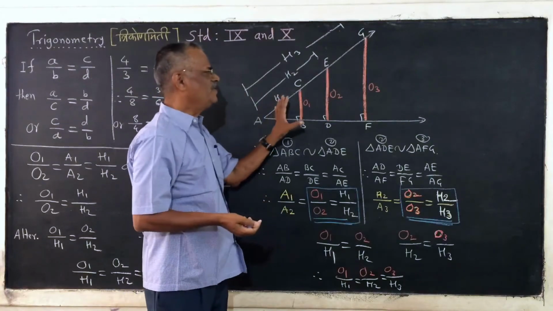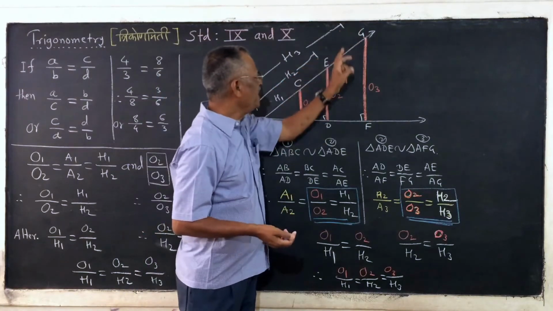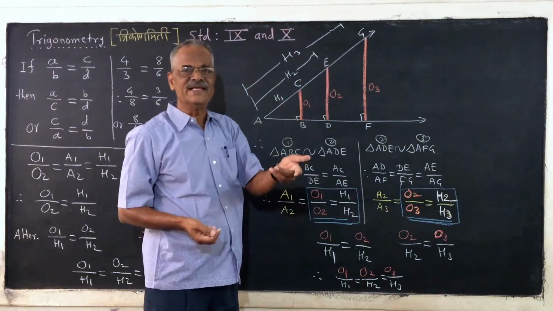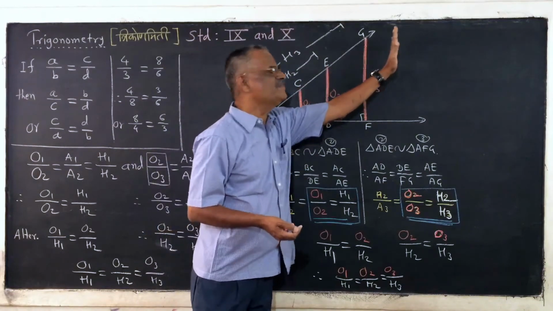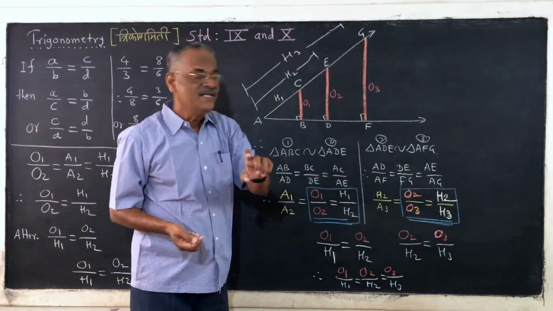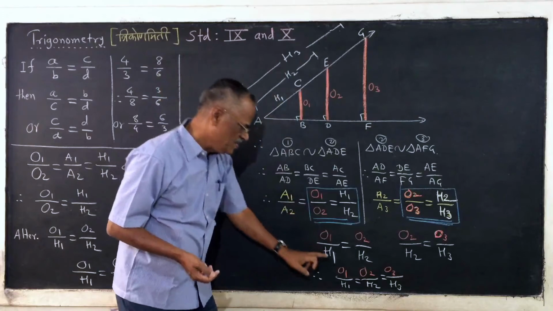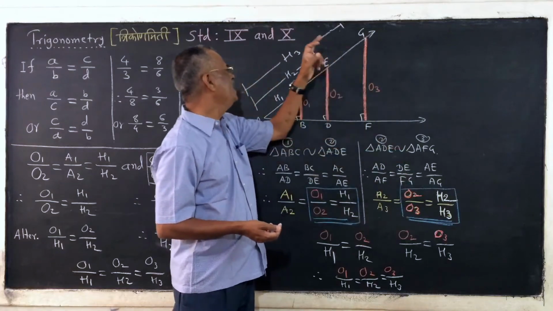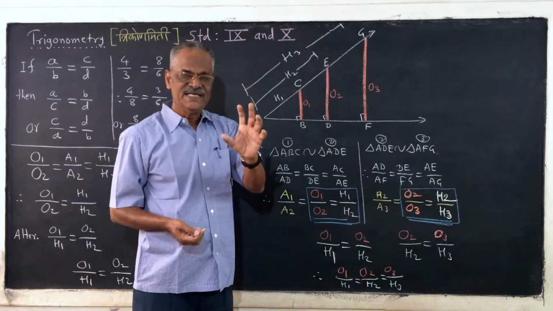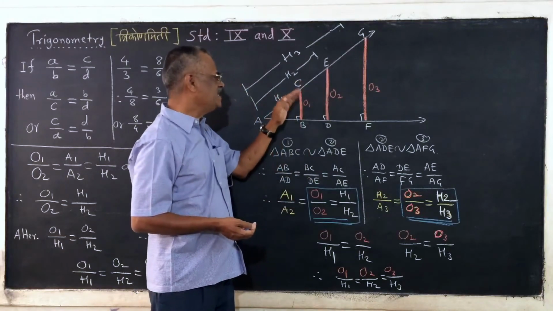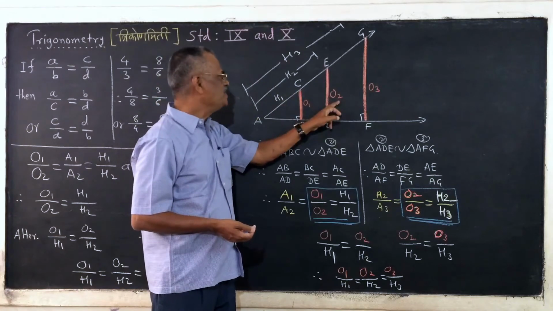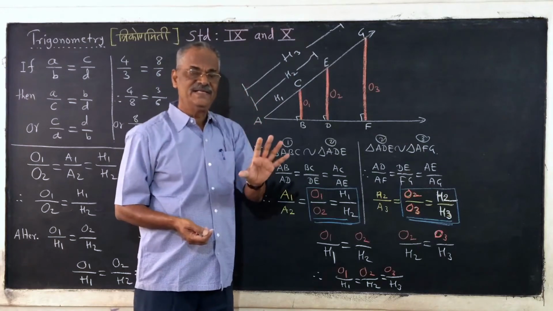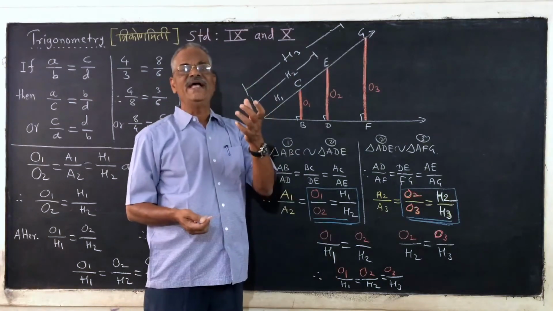If you draw again a right angle triangle, if you take any point on this ring and draw a perpendicular there, you are getting another right angle triangle. There are infinite number of triangles which are similar with each other, but O1 upon H1 is equal to O2 upon H2 is equal to O3 upon H3. You are finding the ratio of opposite side and hypotenuse. It is constant. And let us name the ratio as sine.